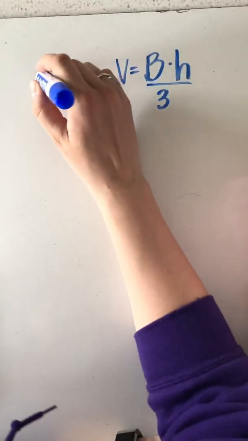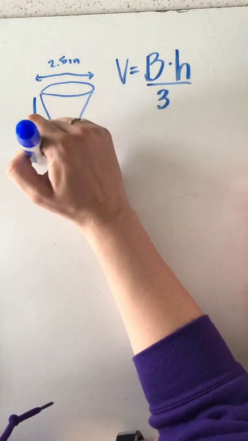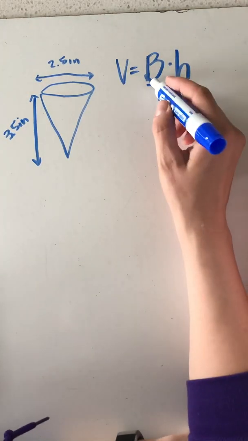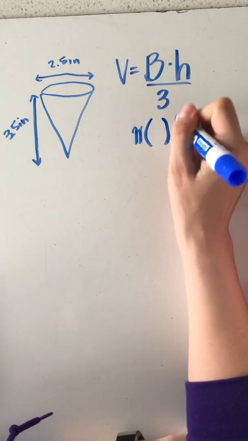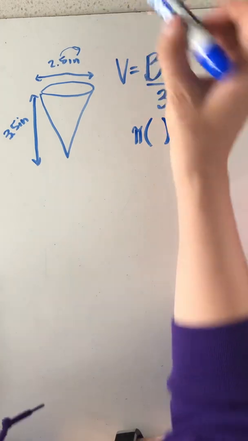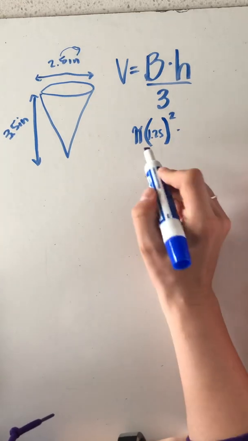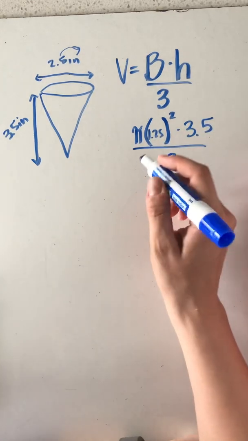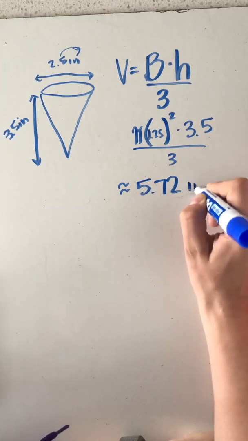So they told us that the diameter of this is 2.5 inches and the height is 3.5 inches. So when we find the volume, the base area, because it's a circle, can be found by pi times radius squared. So to find the radius, we need to divide 2.5 in half. So that's 1.25. And then we need to multiply that by the height. So here's the area of my base times my height, and then divide by 3. So the volume of this is about 5.72 inches cubed.